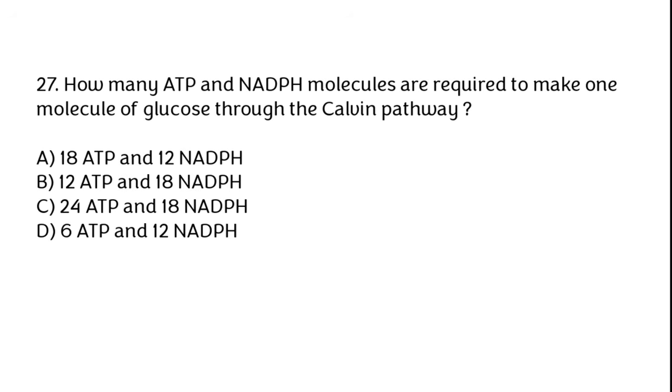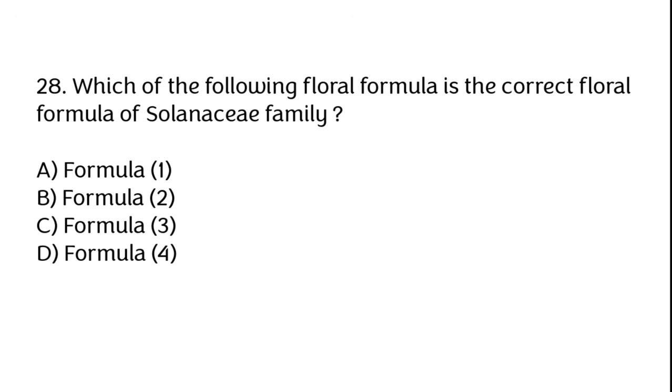How many ATP and NADPH molecules are required to make one molecule of glucose through the Calvin pathway? Correct answer is A, 18 ATP and 12 NADPH. Which of the following floral formula is the correct floral formula of Solanaceae family? Correct answer is B, formula 2.